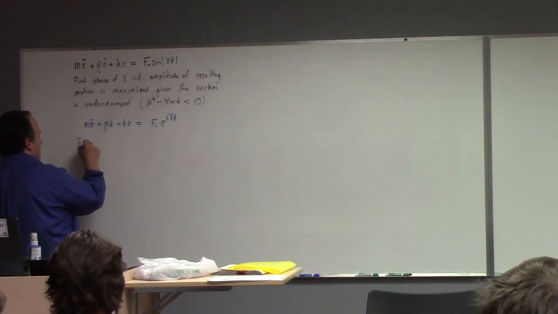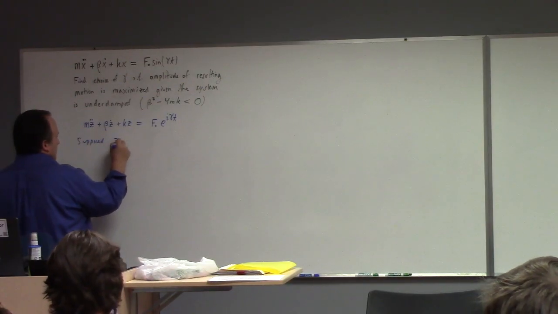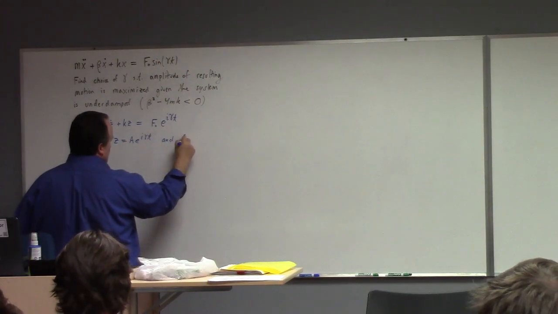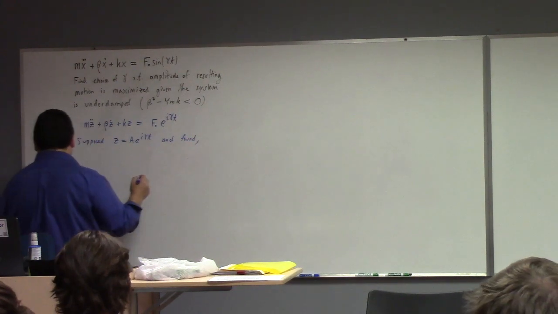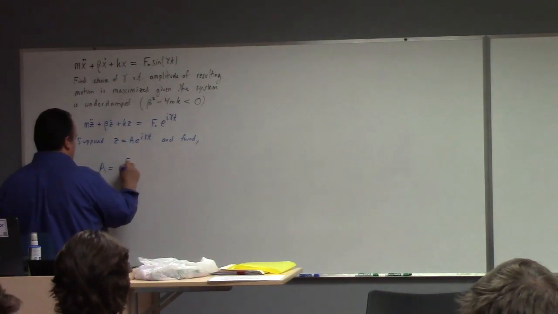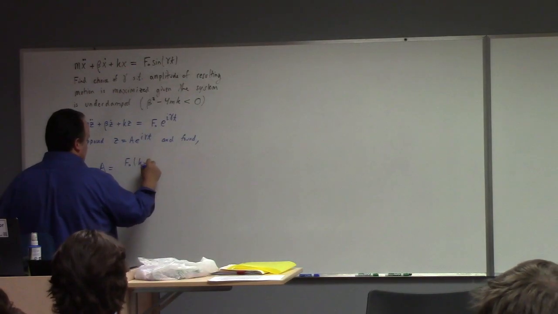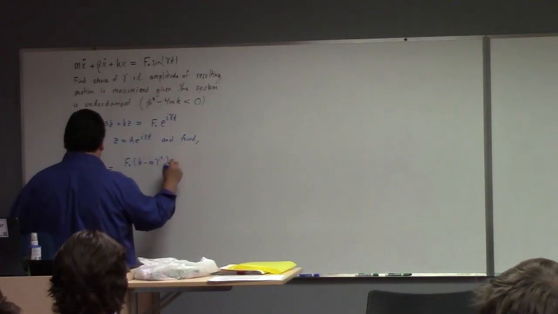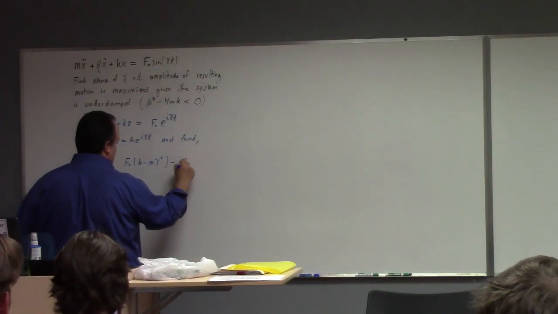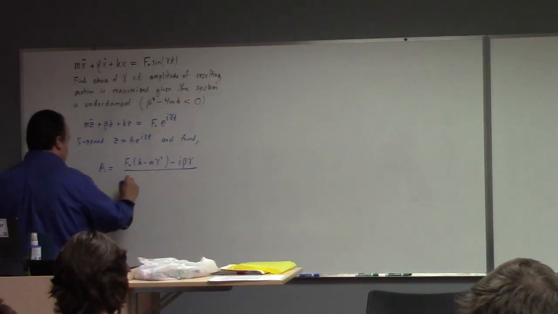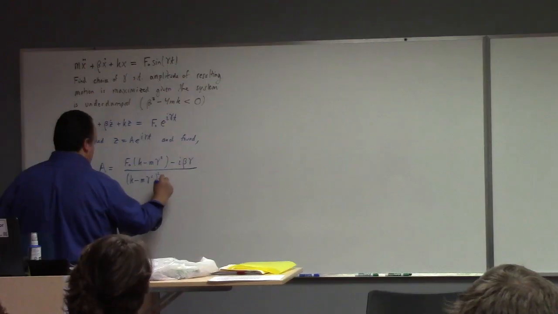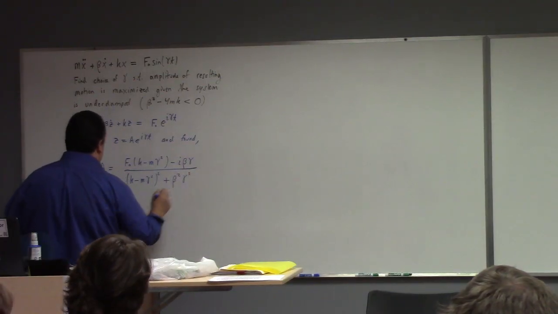All right, and so we worked this out. We supposed that z was equal to a e to the i gamma t, and found, what did we find? We found that a was equal to f naught times k minus m gamma squared minus i beta gamma, divided by k minus m gamma squared quantity squared plus beta squared gamma squared.